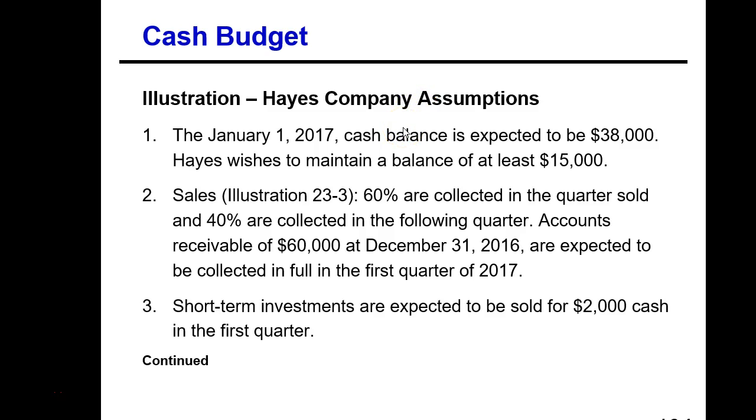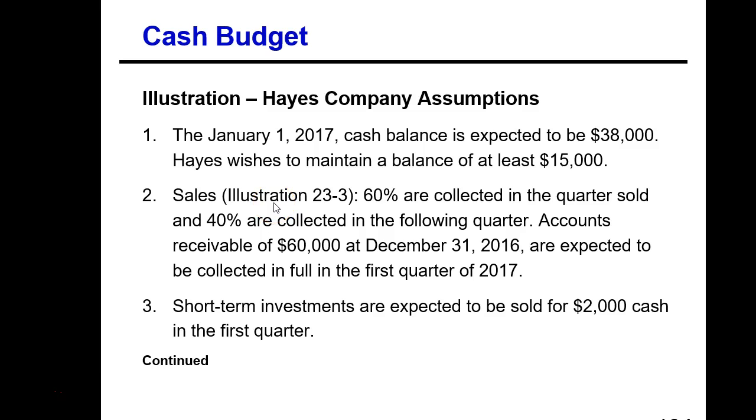So here's some information we need to know for our cash budget. Our beginning cash balance is $38,000. So write down that number. Our goal is to have $15,000 in our cash account at the end of each quarter. That's our goal, to have a minimum of $15,000 in our account at the end of each quarter.